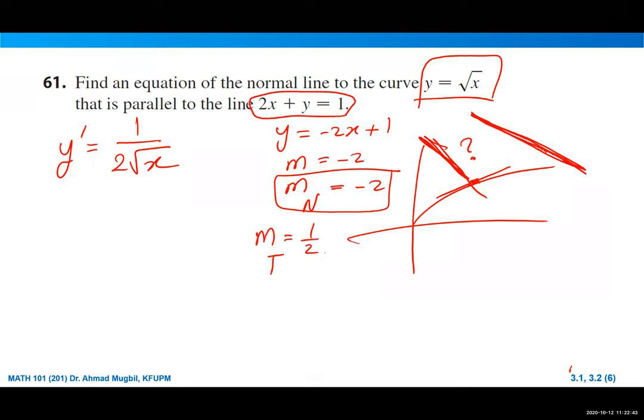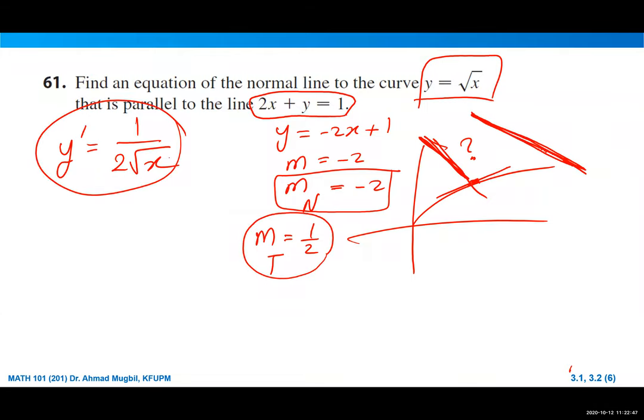So now what will be the relationship between this and this? They have the same slope. Root of a equals 1 over a, where a here is the tangency point. Let's make it x or a, no problem. Now this means that x equals what? One.